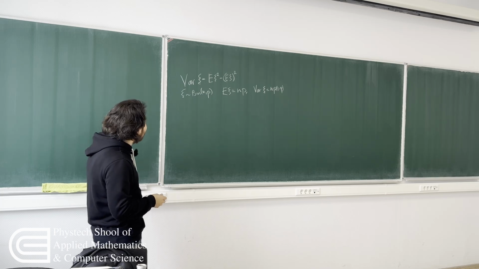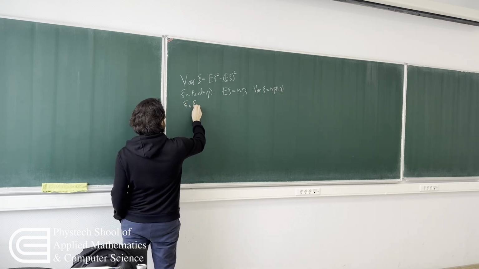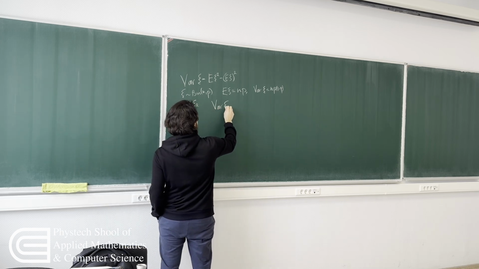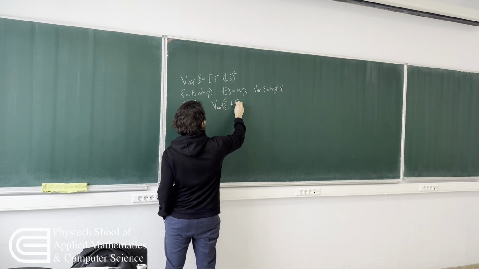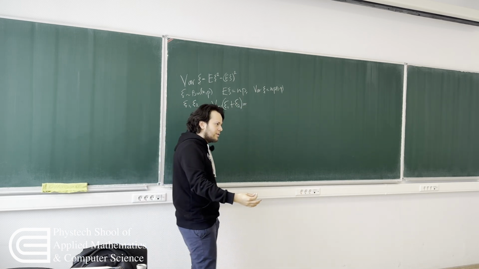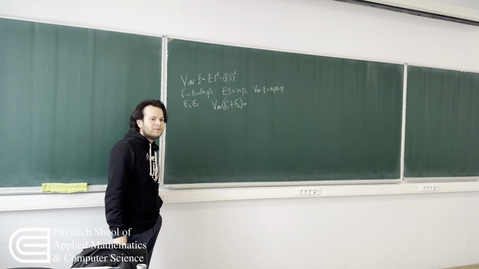Now, the last thing that we did was the following. We had two random variables, xi1 and xi2. And we say, okay, let's compute the variance of xi1 plus xi2. So the variance of the sum of two random variables. Okay, and we obtained that. What is the result that we obtained for that?